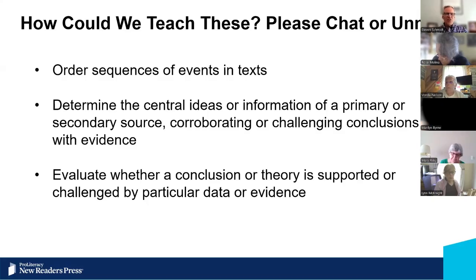And though primary and secondary source is social studies specific language, a primary source is a document from history, like the Bill of Rights or the Constitution. A secondary source is people who are writing about a historical event, like a textbook is a secondary source. How are you describing the central ideas of a document and corroborating it with or challenging a conclusion made with evidence? How do you evaluate whether a conclusion or theory is supported or challenged by data or evidence? How are you teaching these?